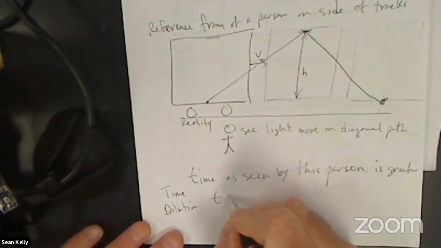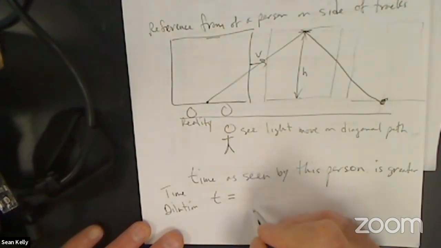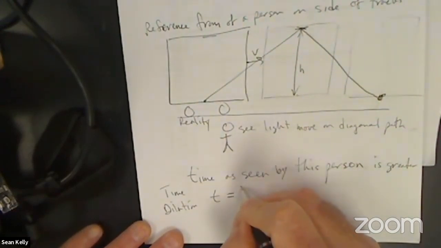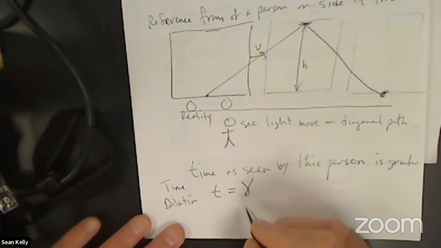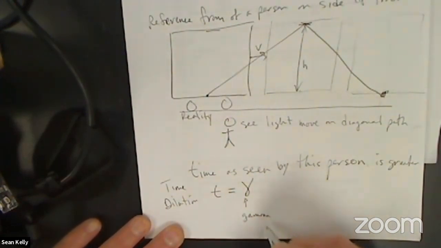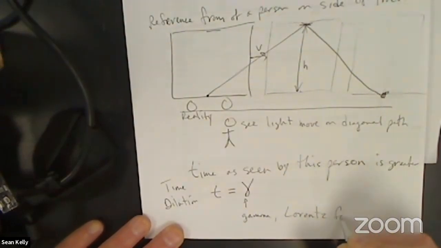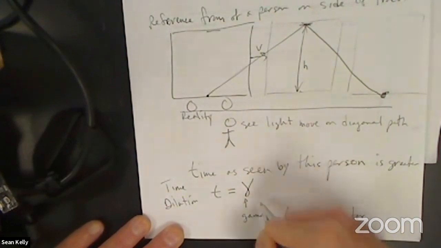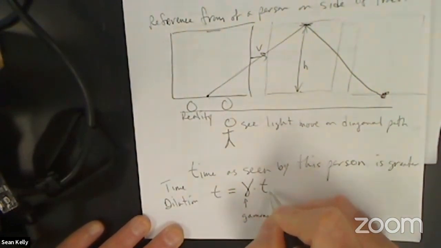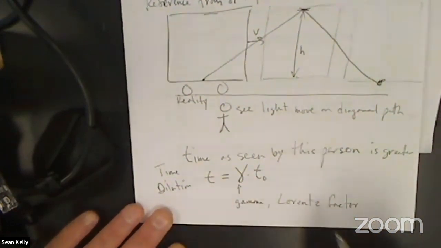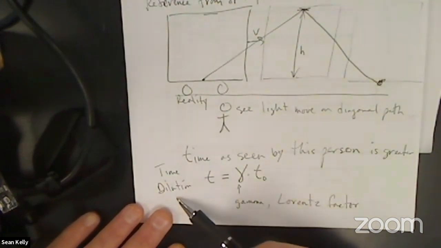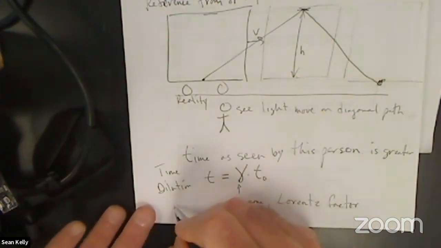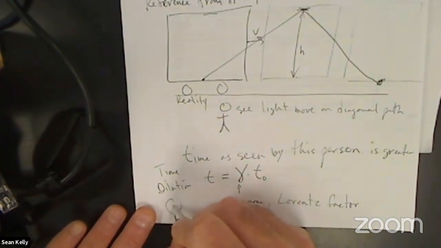Okay, so I'm going to write down the equation. There is a factor by which time is being dilated. And so I want you to write this factor down. It's known as gamma. Gamma. The name of it, if you want to look it up, it's called the Lorentz factor. Times the proper time.